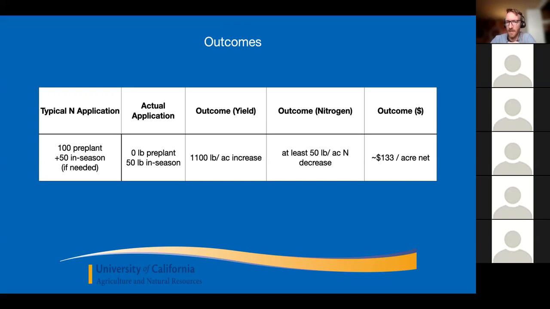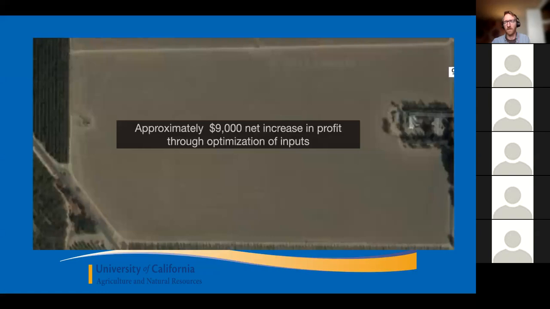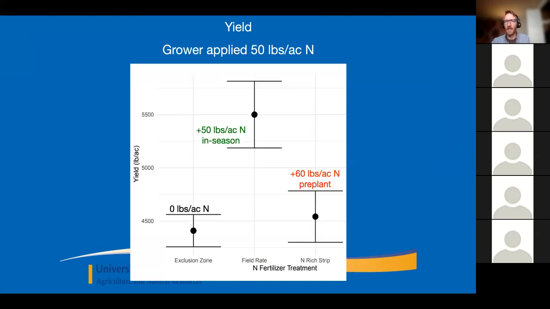So that's the extra 1,100 pounds, not just from 50 pounds in the beginning of the season. It's because 50 pounds specifically went down at the tillering phase in season. And then the outcome there, it's a reduction in nitrogen, at least 50 pounds, maybe even more, was reduced in terms of what they would have used this year. And that ends up being $133 an acre, which ends up being about $9,000 net profit through the optimization of these inputs.